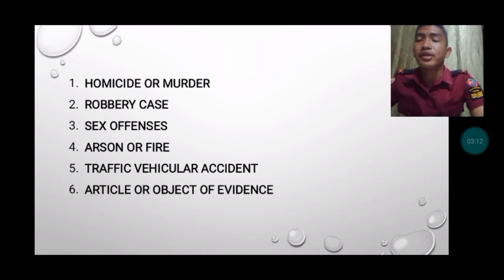Homicide or murder, robbery case, sex offenses, arson or fire, traffic vehicular accident, and lastly, article or object of the evidence.